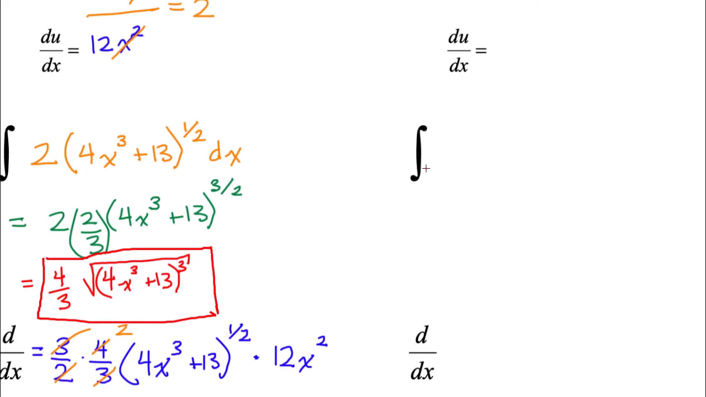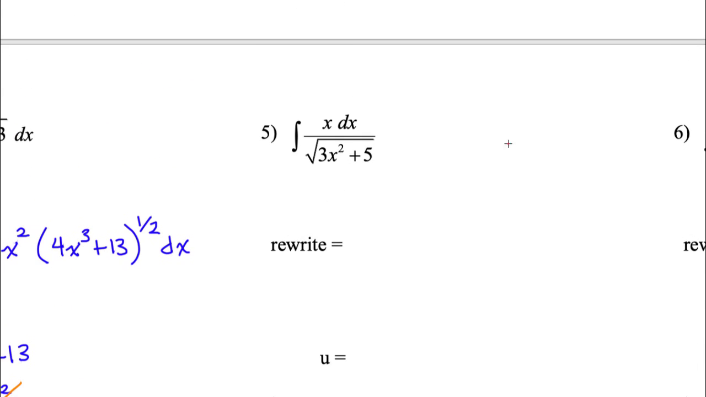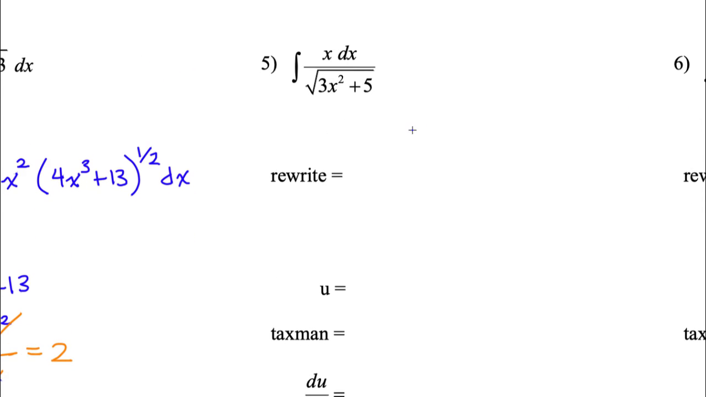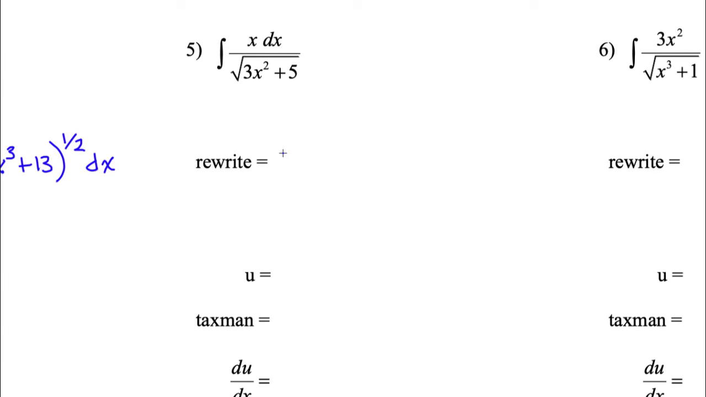All right, moving on to the next problem. We have a fraction. Let's go ahead and rewrite it to get rid of that fraction. I still have an integral of x on the top, and now this 3x squared plus 5 is being brought to the numerator, so it's now a negative, and it was a 1/2, so it's now a negative 1/2. And don't forget our dx.